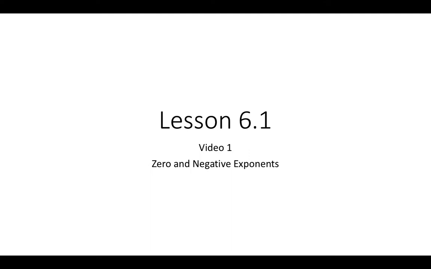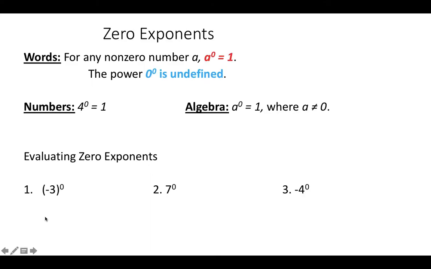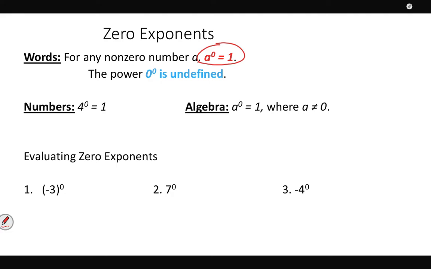We're going to get started here with Chapter 6, Lesson 6.1, and discuss zero and negative exponents in this first video. So first of all, zero exponents. The definition in words says for any non-zero number a to the 0, so right here, a to the 0 is equal to 1. Now, the only thing that isn't true is if you have 0 raised to the 0 power, then that's called undefined. And we can show you that later why that is.